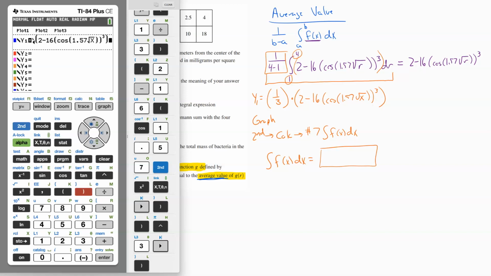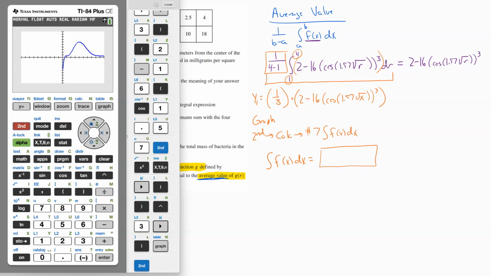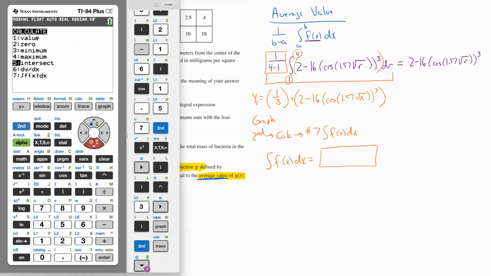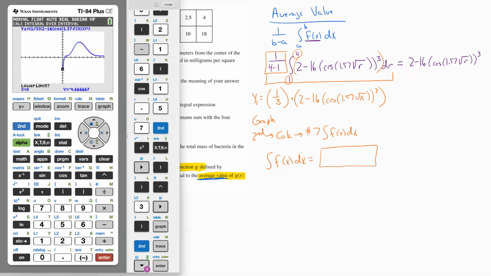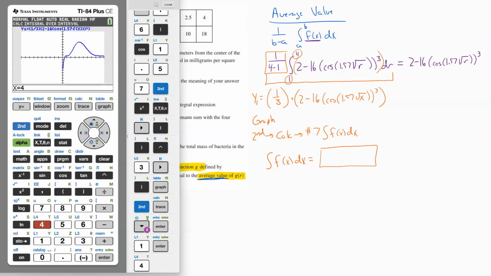So now we're ready to graph it. We hit graph, and then we're going to find that value. To do that, we hit the second button in the top left, which is the calc menu, the button above trace at the very top. Inside there, we're going to choose that number 7 option, which is integral of f of x dx. Hit enter on that. At the bottom of the screen, it's going to ask us a series of two questions. It's asking for the lower limit. Our lower limit on this was the value of 1, so I type in 1, hit enter. It then wants the upper limit, which was our upper bound, 4 in this situation. So I type 4, hit enter.